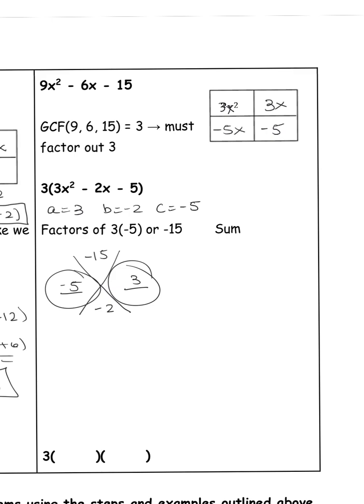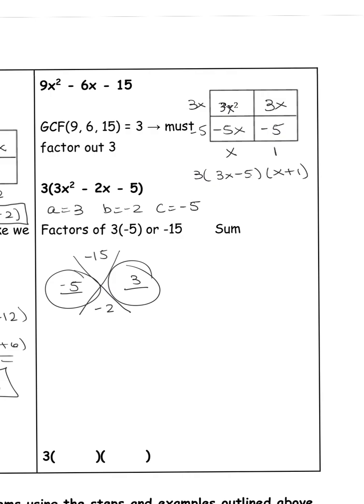And again, pull out the GCF. GCF of my first row is 3x. GCF of my second row is negative 5. GCF of my first column is just x. And GCF of my second column is going to be 1, because we have to have that placeholder there. So my factors are 3 times 3x minus 5 times x plus 1.